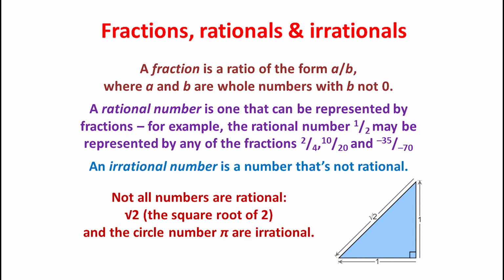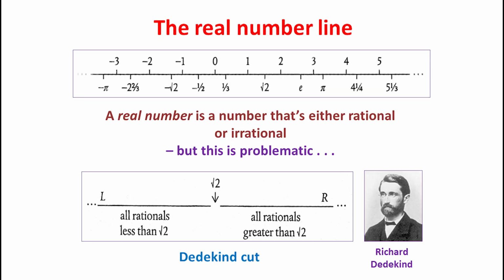What about fractions? The civilizations we've met certainly used them. A fraction is a ratio of the form a over b with b not equal to 0. And rational numbers are numbers that can be represented by fractions. For example, the rational number 0.5 is represented by many fractions, such as the 2 shown here. An irrational number is then a number that cannot be written as a fraction. For example, the square root of 2 and the circle number pi. Real numbers are numbers that are either rational or irrational and often appear strung along a line as shown here.